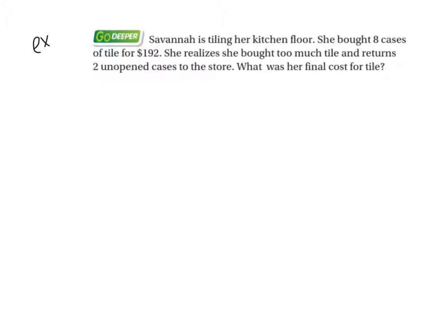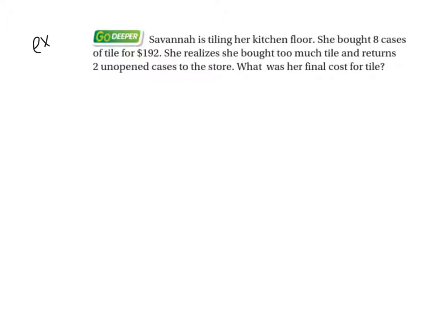Okay, here's the example, and then I only have one more problem after that. Savannah is tiling her kitchen floor. She bought 8 cases of tile for $192. She realizes that she bought too much tile, and then she returns 2 of the cases to the store. So what was her final cost for tile?